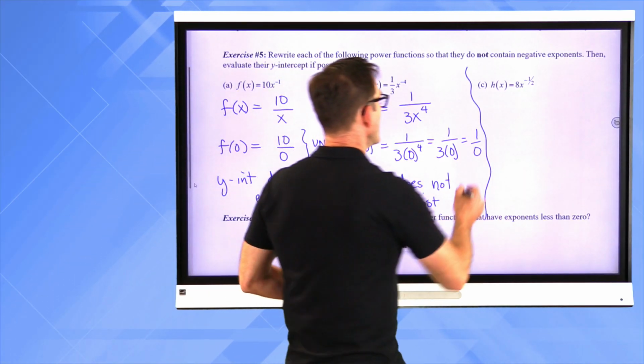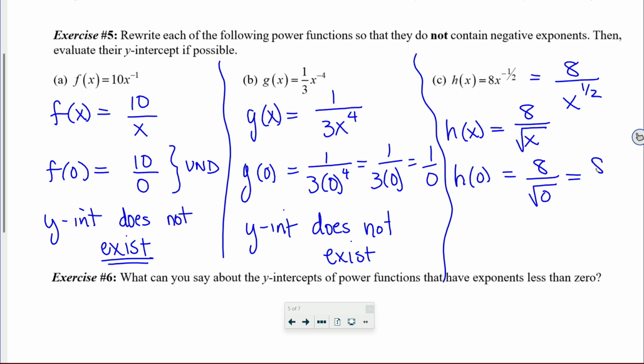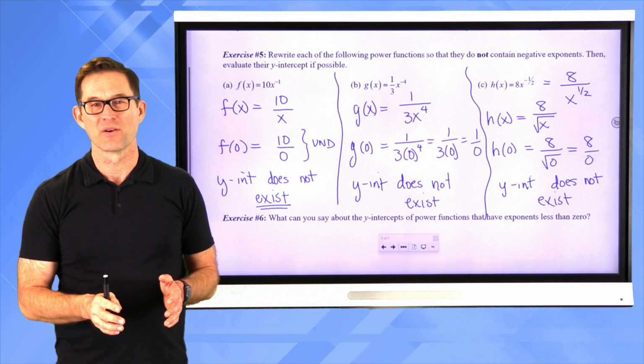Okay, so we can rewrite this as 8 divided by x to the 1/2. Then if I want to think about that in terms of roots, I can rewrite that as 8 divided by the square root of x. So h of 0 is 8 divided by the square root of 0, which is 8 divided by 0, and that doesn't exist. So the y-intercept does not exist. So we're kind of beating the same drum here, right?